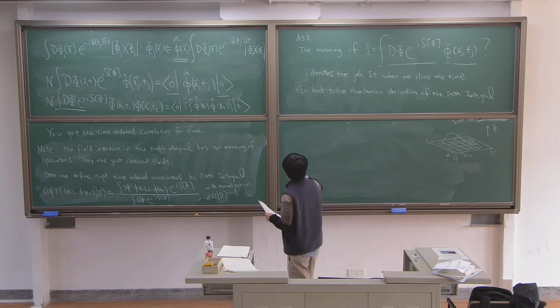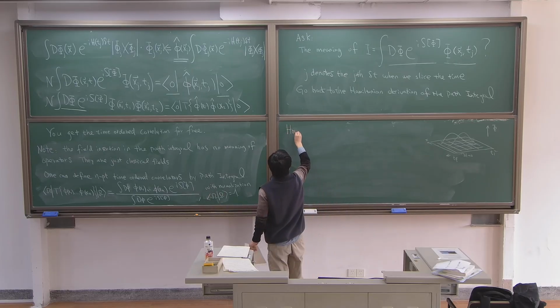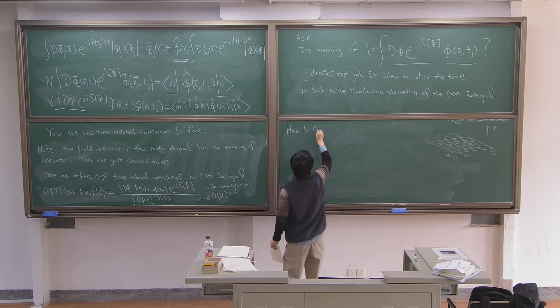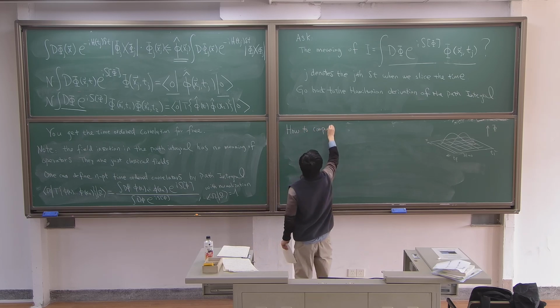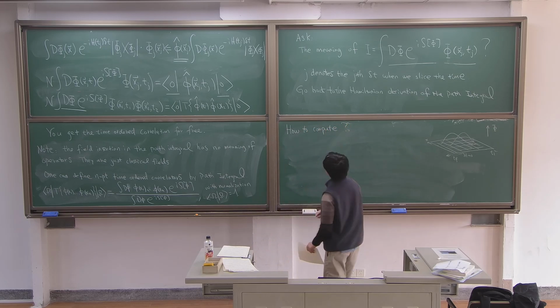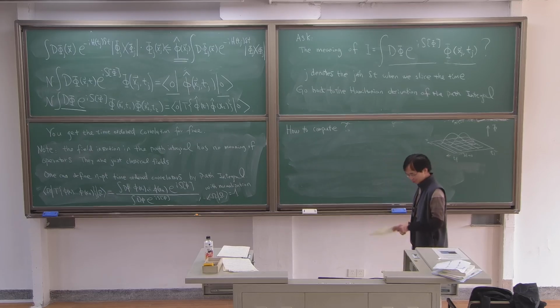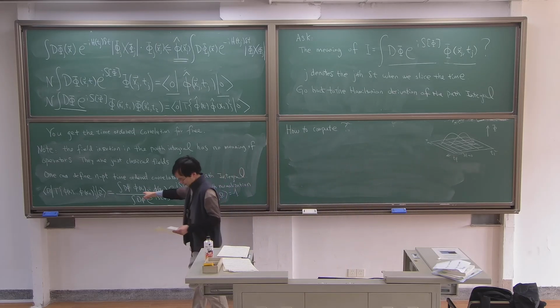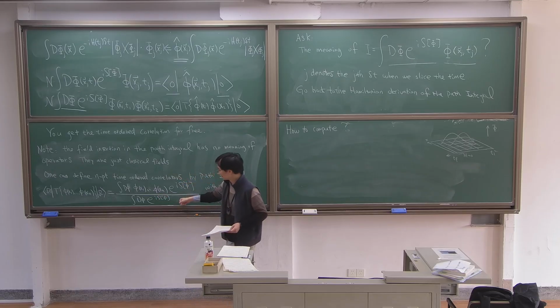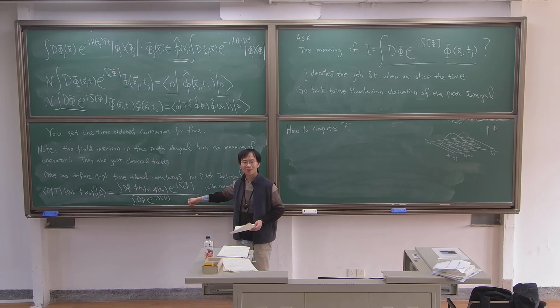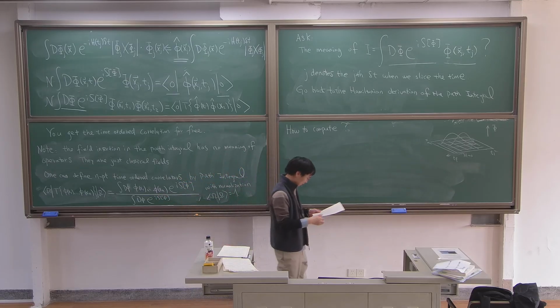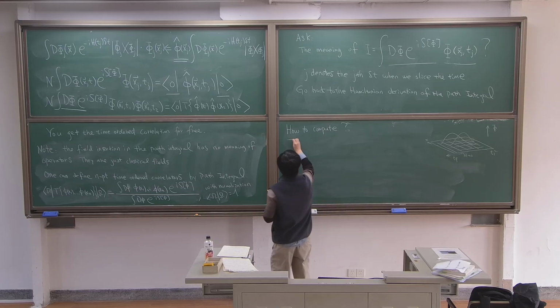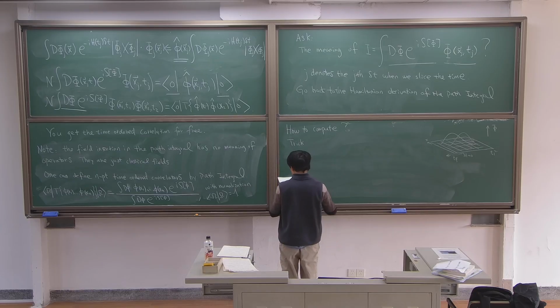So how to do it? You have a definition, very good. Now how to compute? Definition is not enough. You should know how to compute using this new definition. Now we use some trick in order to calculate this systematically.